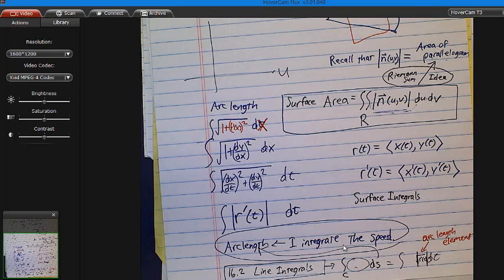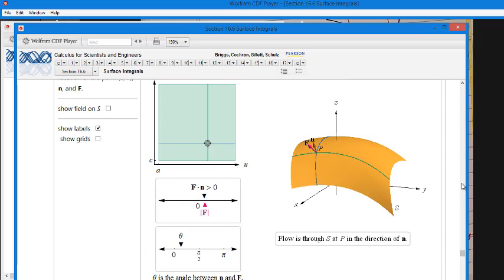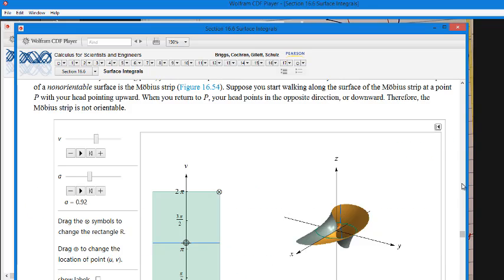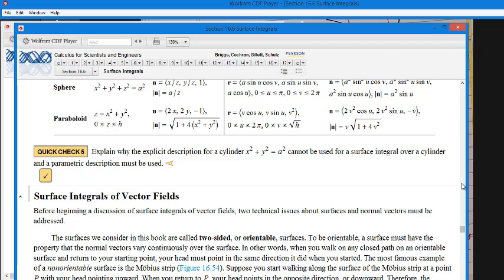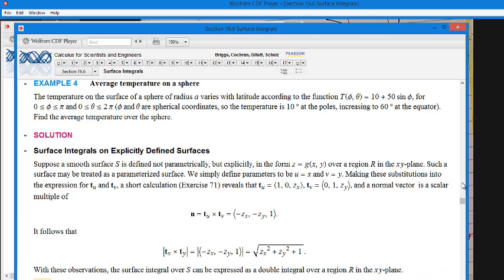So now it's time to look at a formula or two in the book. Here? Sure. I want an example. Quick check is okay, but let's do an example. There we go.